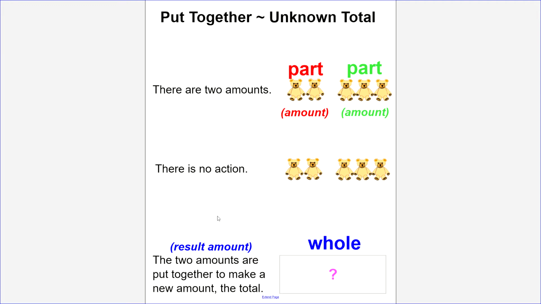Today we're going to solve put together problems that have an unknown whole. So in our problems today, there will be two amounts. They will both be parts, and we will know both of the amounts or parts. You can see in this example, I know that one of the amounts is 2 teddy bears and one of the amounts is 3 teddy bears. No action will happen because there's no action in a put together problem. And the result amount will be unknown. It will be what we're trying to find.